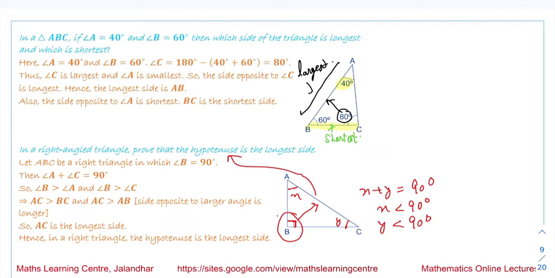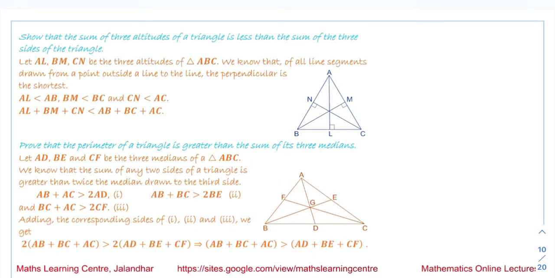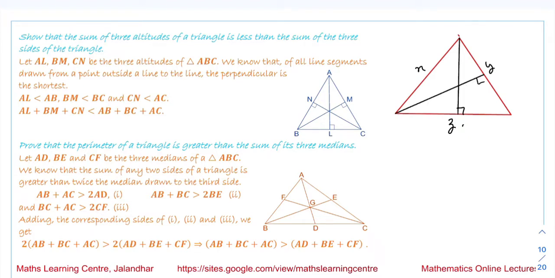Now the next thing we have to prove is that the sum of the three altitudes of a triangle is less than the sum of the three sides of a triangle. So suppose a triangle is given to us, and suppose the lengths of the sides are X, Y and Z. Now if I draw a perpendicular over here, we are talking about the altitude. The second perpendicular we are drawing over here, and this is the third perpendicular. Suppose the lengths of the perpendiculars are A, B and C.